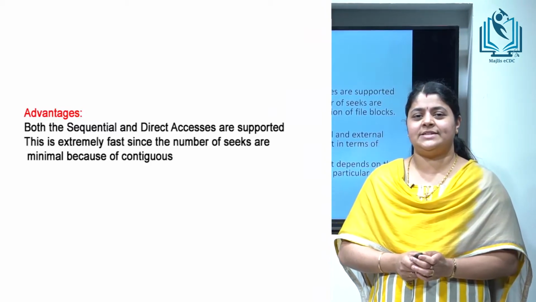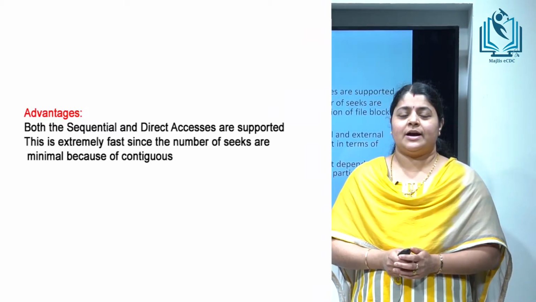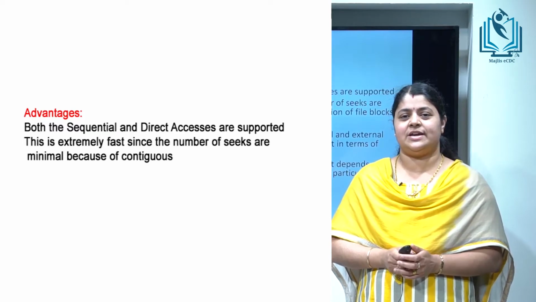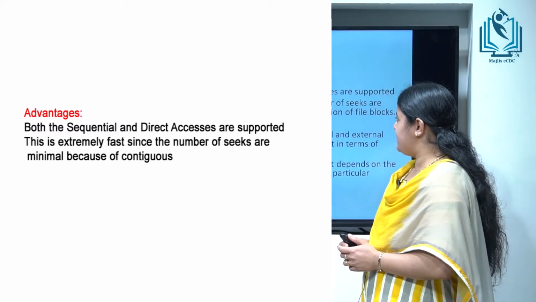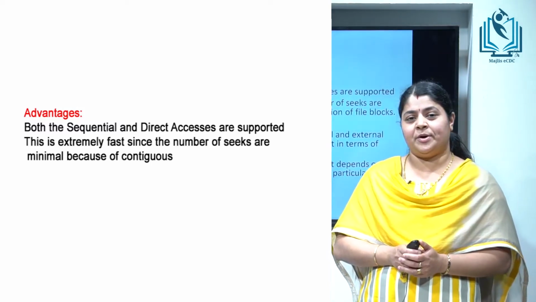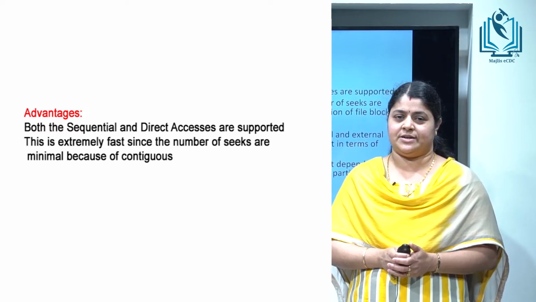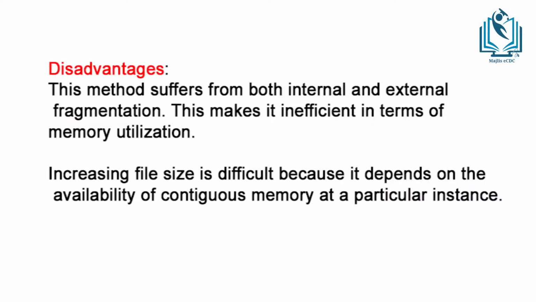Next is advantages of contiguous allocation. Contiguous allocation supports sequential and direct access mechanisms, and it is very fast since the number of seeks is minimum in the case of contiguous allocation. Next is disadvantages. This method suffers from internal and external fragmentation, and increasing the size of a file is difficult because it depends on the availability of contiguous memory at a particular instance.